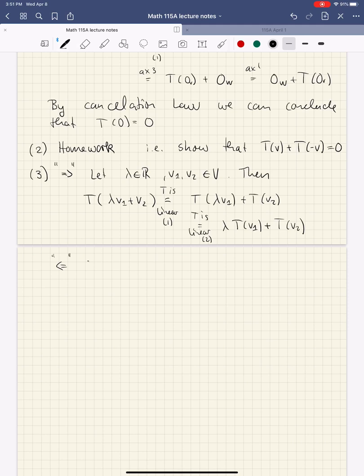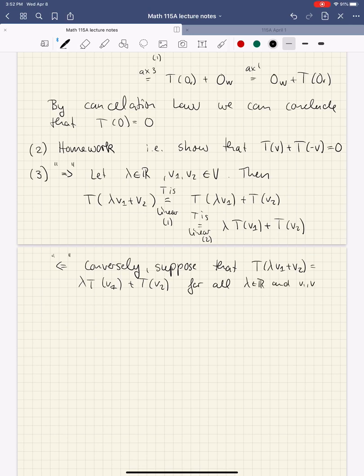Okay, so now conversely, suppose that t of lambda v1 plus v2 is equal to t of lambda v1 plus t of v2 for all lambda in R and v1, v2 in V. Great. So now we want to show that it's linear. Showing that it's linear, we have to show both points: first the addition and then the scalar multiplication.